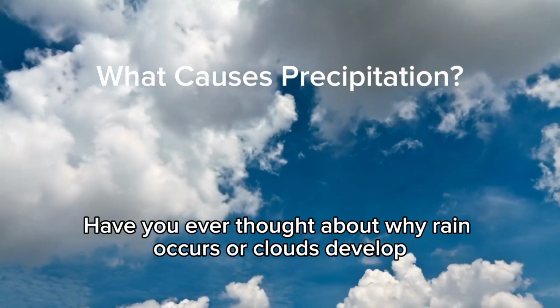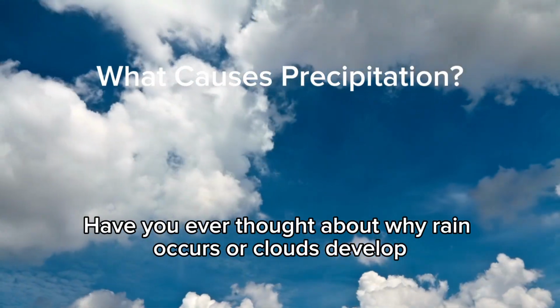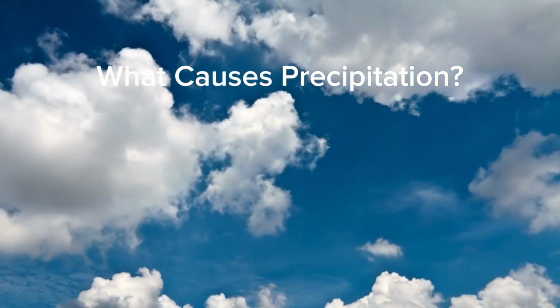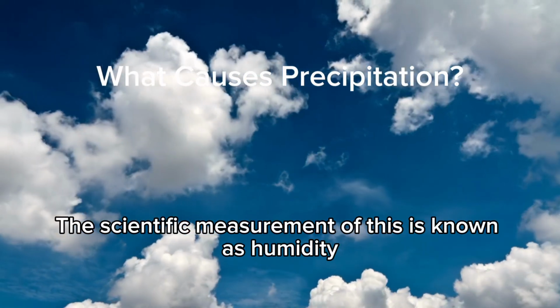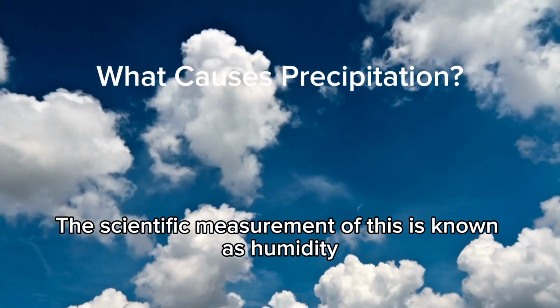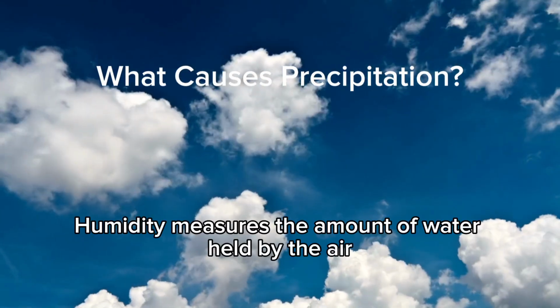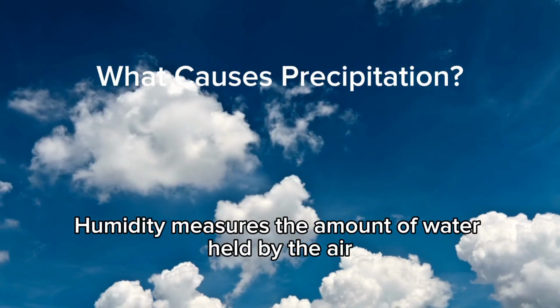Have you ever thought about why rain occurs or clouds develop? The process starts with water vapor in the air. The scientific measurement of this is known as humidity. Humidity measures the amount of water held by the air.